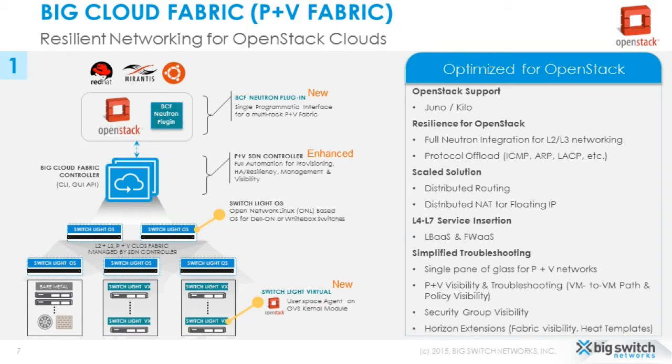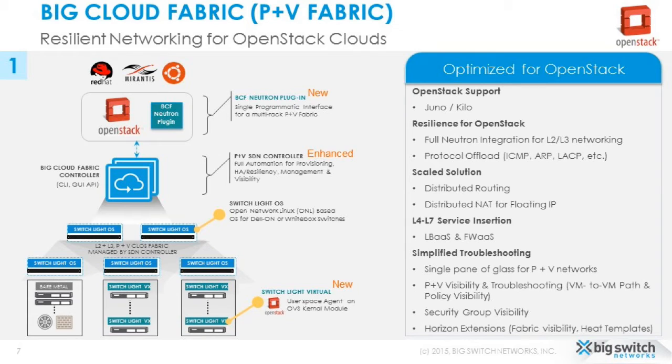We have developed the Big Cloud Fabric Neutron plugin, which is a single programmatic interface between OpenStack and the Big Cloud Fabric controller. Big Cloud Fabric Neutron plugin provides full Neutron integration for Layer 2 and Layer 3 networking. Additionally, some of the protocols such as ICMP, ARP, LACP, etc. are offloaded from the controller to switch-lite virtual. These enhancements bring higher resiliency to the OpenStack solution when deployed over Big Cloud Fabric.